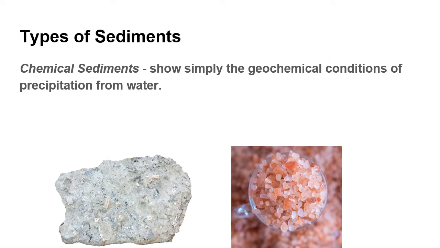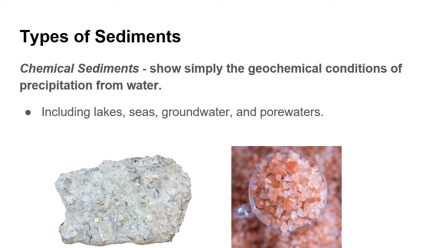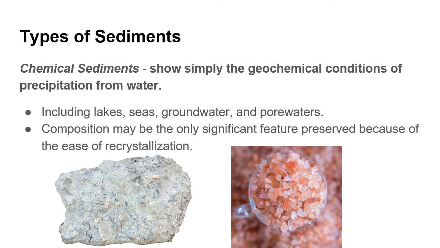Finally, we get to our chemical sediments, which show the simple geochemical conditions that happen in water and where we get this precipitation. So this can include anywhere like lakes, groundwater, pore waters, anywhere in seas. And the composition of these rocks or sediments are really the only significant feature preserved because of the ease of recrystallization. So think about how easy it is to go from limestone to dolostone or so on. But in this case, you're taking a material, you're dissolving it into a solution. That solution is transported and it is then reprecipitated out, recrystallized elsewhere.